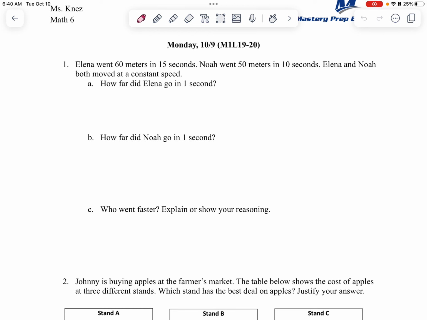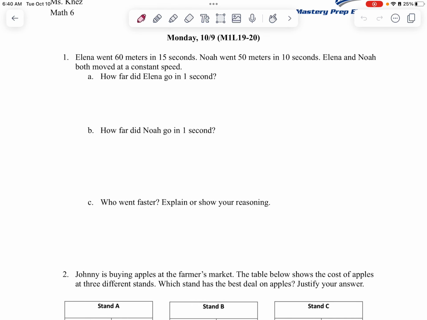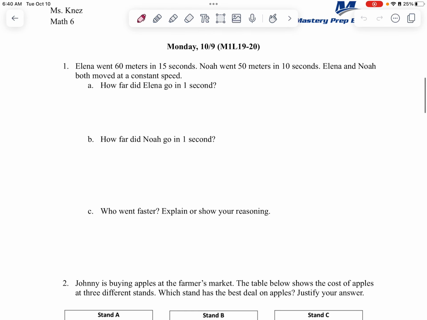On Monday night's homework, we're practicing making comparisons based on speed, specifically unit rate, and based on price. So specifically unit price. I'm going to model part of question 1 and part of question 2. In question 1, it says, Elena went 60 meters in 15 seconds, and Noah went 50 meters in 10 seconds. Elena and Noah both moved at a constant speed. How far did Elena go in 1 second?